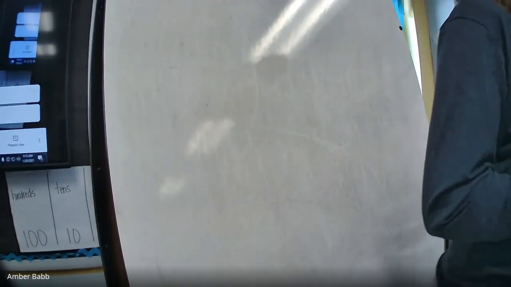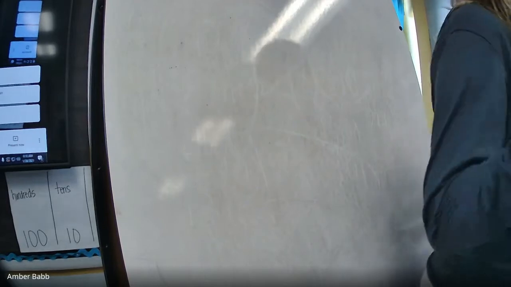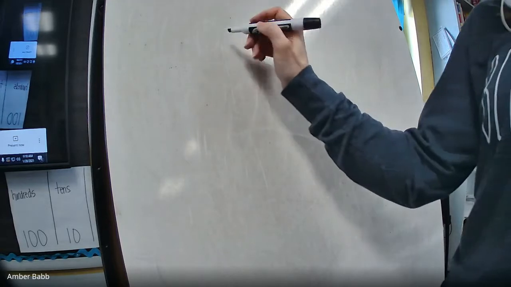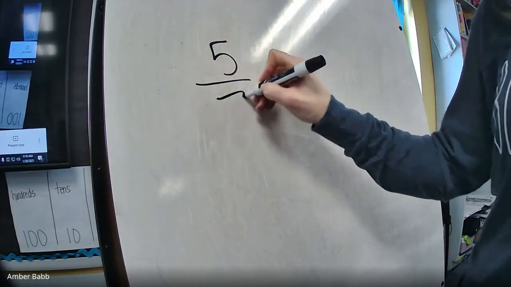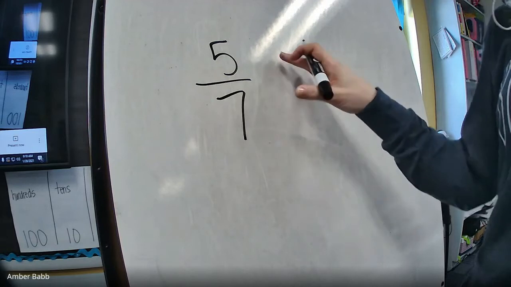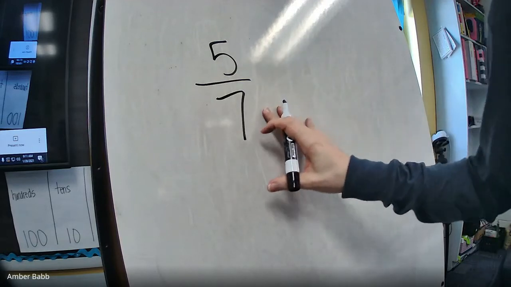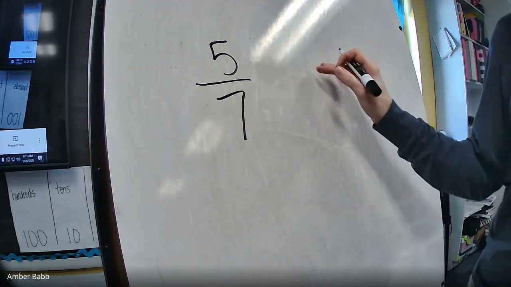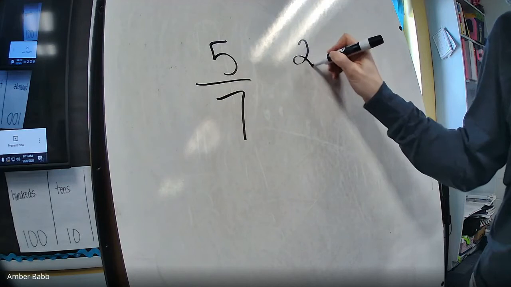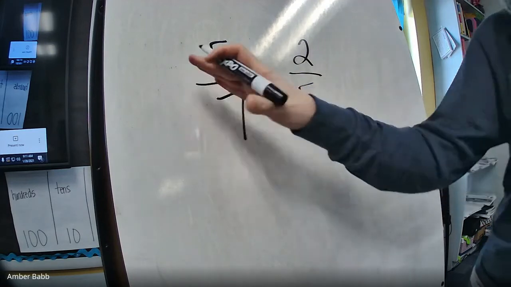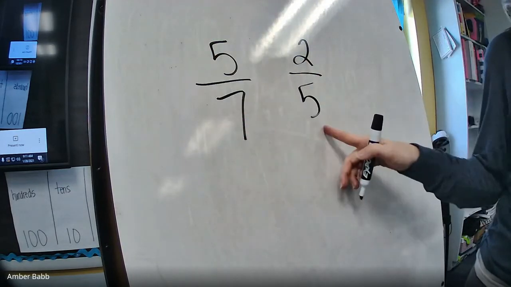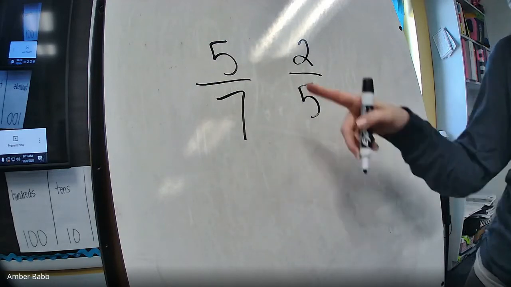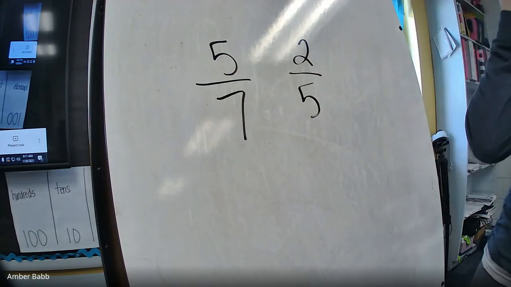So let's do a couple more. For those of you that just joined us, we are comparing fractions today. I've got 5/7 versus 2/5. It's hard for me to compare these, right? Because they're two different sizes. I've got a pizza cut in 7 and a pizza cut in 5. I have no idea which one is going to be bigger.